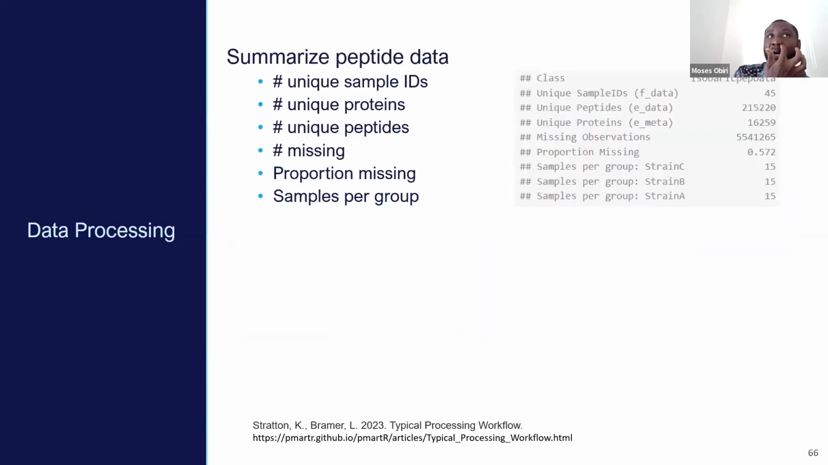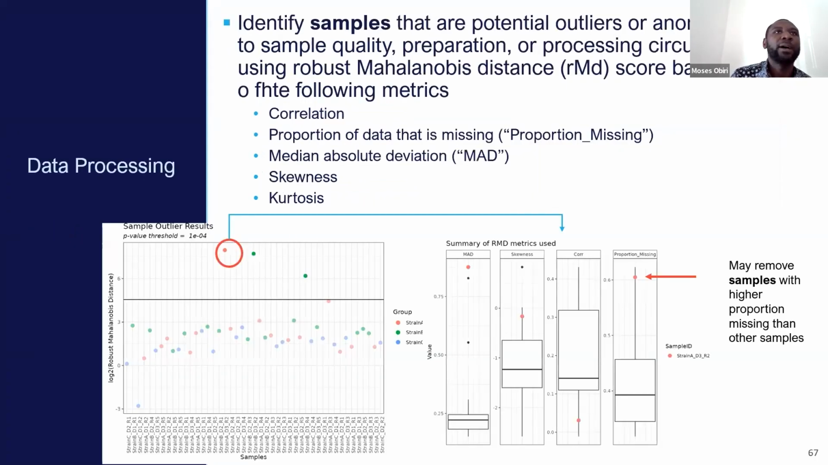And so this is how the output for summarizing your peptide data will typically look using functions in PMAT. It will give you the number of sample IDs in your data set, the number of unique proteins, and some idea about the number of unique peptides, the total number of missing values, the proportion of missing in your data set, and then the number of samples per group.